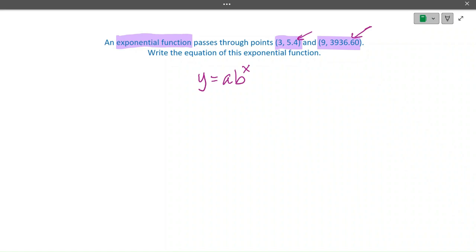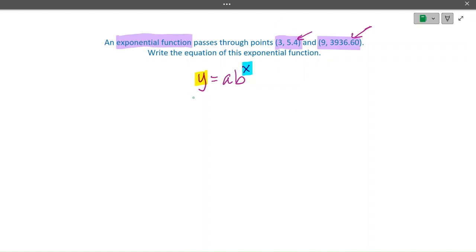I don't know much about a, but what I do know is I have 2 values for x and 2 values for y. So what we're going to do is everywhere we see our x value, we are going to substitute it in for x. And everywhere we see our y value, we are going to substitute it in for y. And because we have 2 variables that we're trying to find, that would be a and b, we need to set up 2 equations.